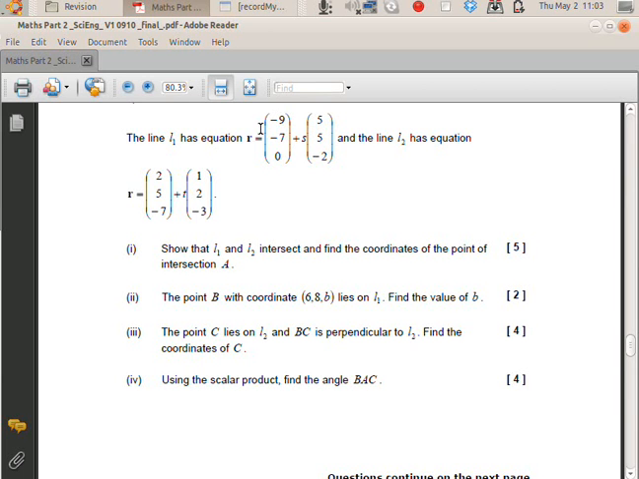Okay. I'm going to do the vectors one now. Are you going to do vectors in the exam? Yeah. So I want you just to write these two vectors down.